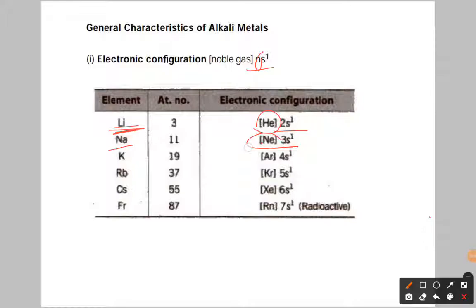Neon means atomic number 10. So we need one more electron, that is one. You are going to fill it in the 3s1. So like that you are going to write the electronic configuration. Okay. So the outermost electronic configuration you are going to write is ns1. In this, if you see here, francium is a radioactive element.